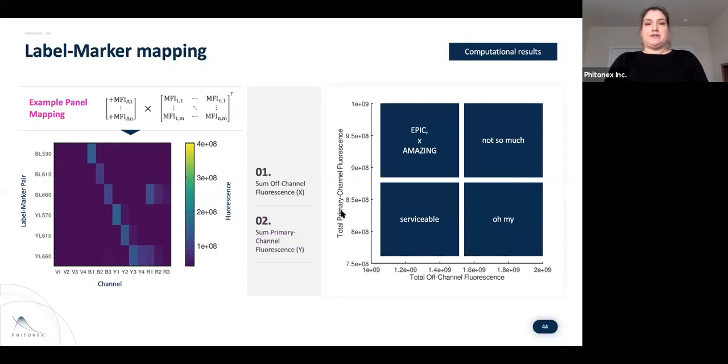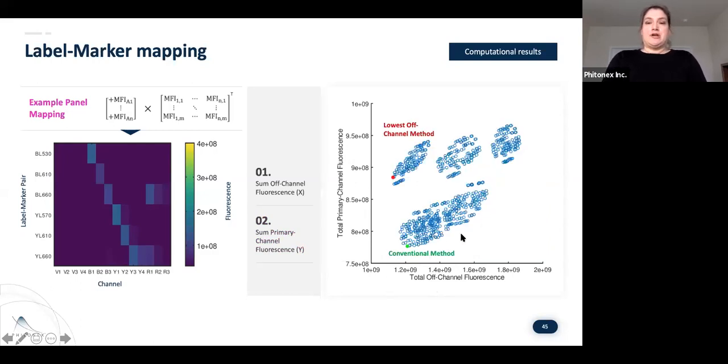If we think about this in terms of comparing the off-channel fluorescence with the primary channel fluorescence, you can go from epic and amazing to serviceable, but if you've got a lot of off-channel fluorescence, it's really hard to see. And so that's where you get into this oh my category.